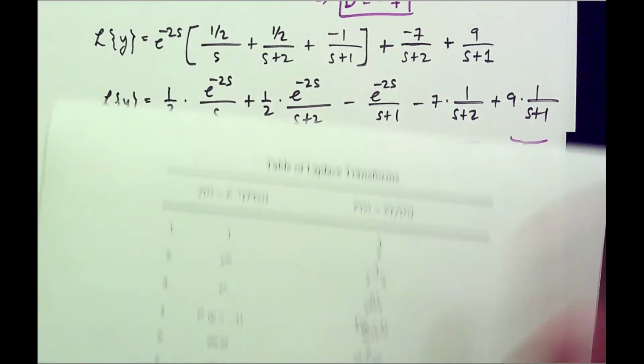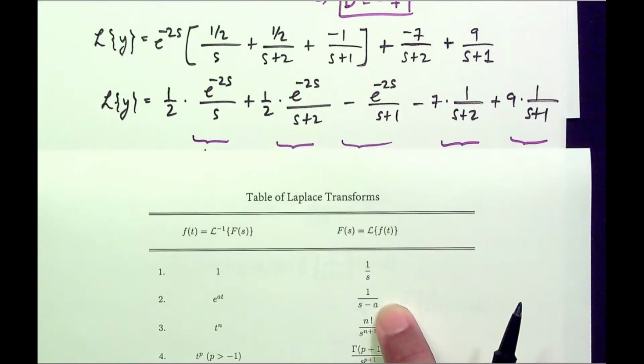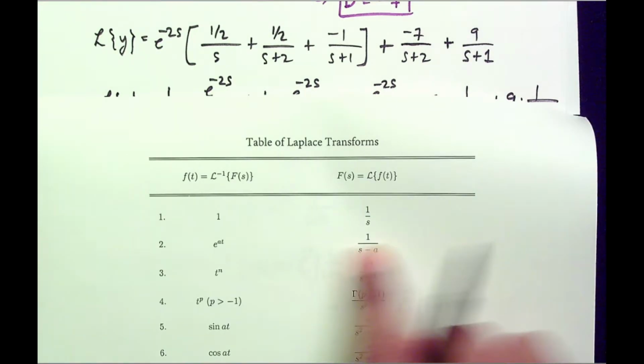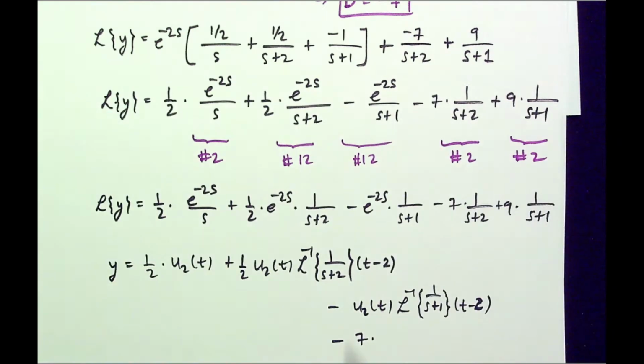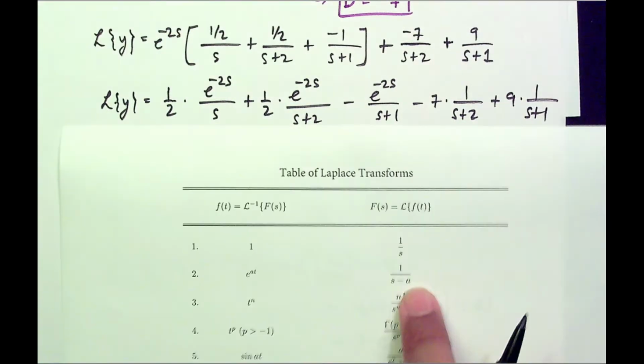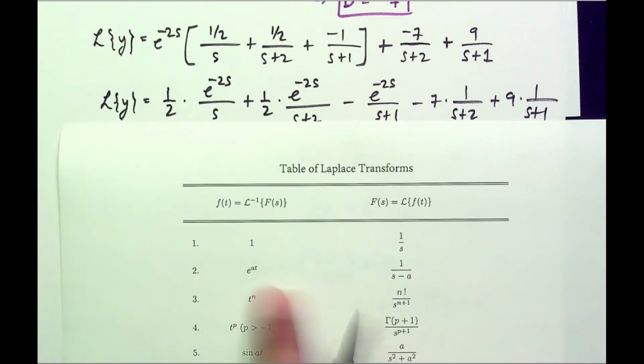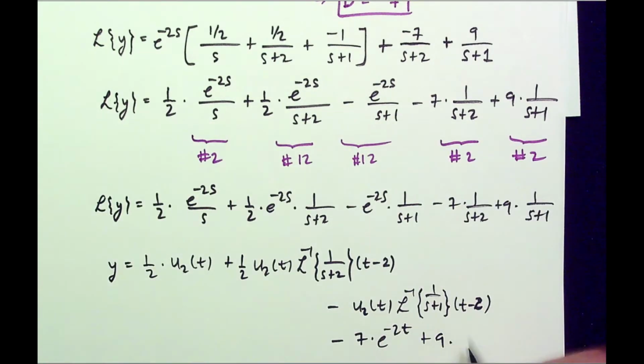The Laplace inverse of that is this, where a equals -2. So that's going to be e to the negative 2t, plus 9 times the Laplace inverse of that, which is the same as that, but a equals -1. So e to the negative t. Okay, so that is it.